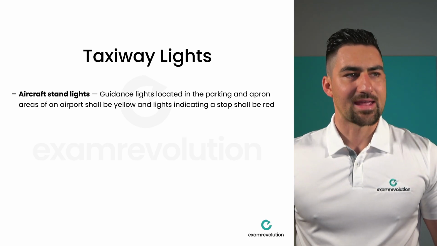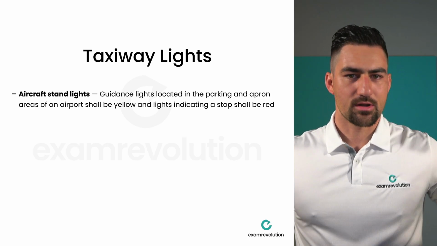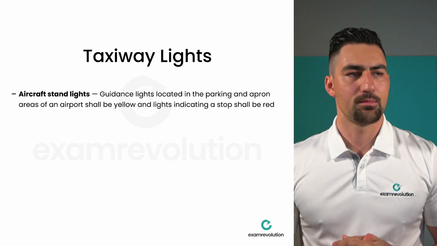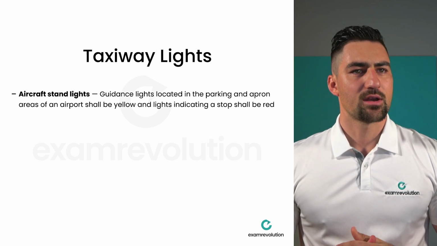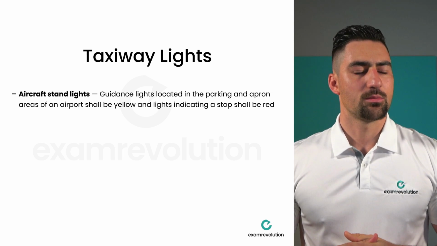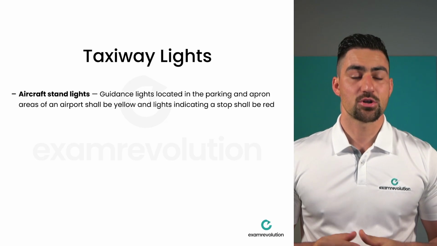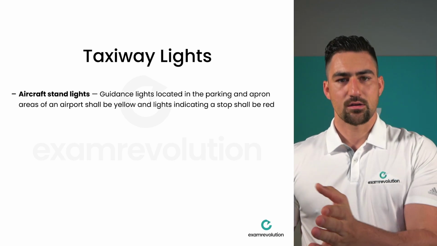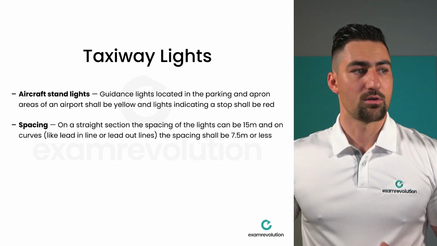Then we get aircraft stand lights. Quite simple, right? We need to know how to enter into the stand, especially if you are flying a big aeroplane. Guidance lights located in the parking and apron areas of an airport shall be yellow, and lights indicating a stop shall be red. So anything that tells you to stop shall be red. And then obviously the lights that are guiding you into the apron, they are yellow lights.